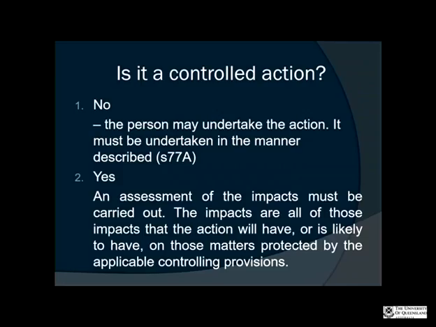But if they've referred it and the Minister said, no, it's not a controlled action, then they can undertake the action and they don't need to go any further, provided they do it in the manner described. Okay? If they referred and the Minister says, yes, it's a controlled action, then an assessment of the impacts must be carried out. And the Minister is going to look at the impacts that the action will have or is likely to have on those matters protected by, and we refer to the applicable controlling provisions. That's the sections of the Act that say you must not take an action that impacts on World Heritage, listed species, and so on and so forth. So those are the sections of the legislation that you need a copy of.